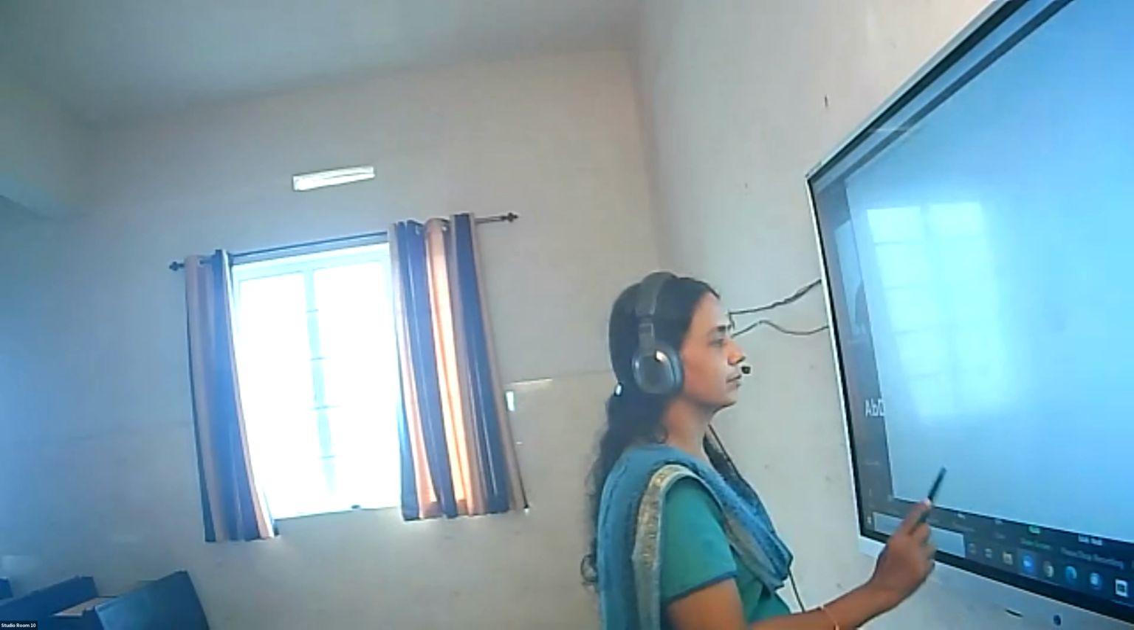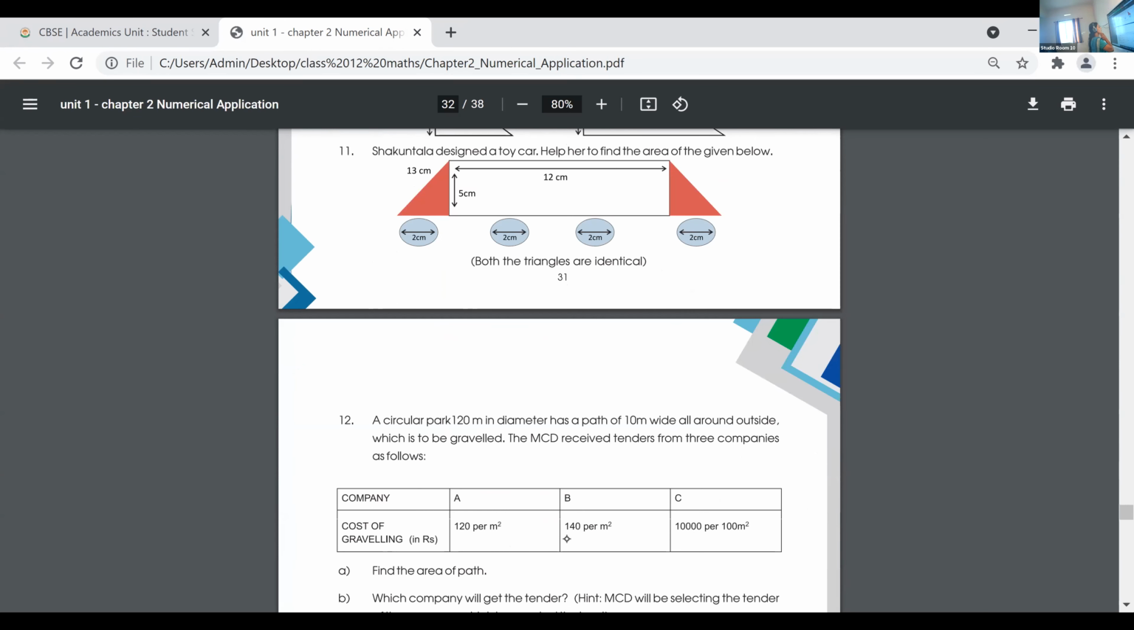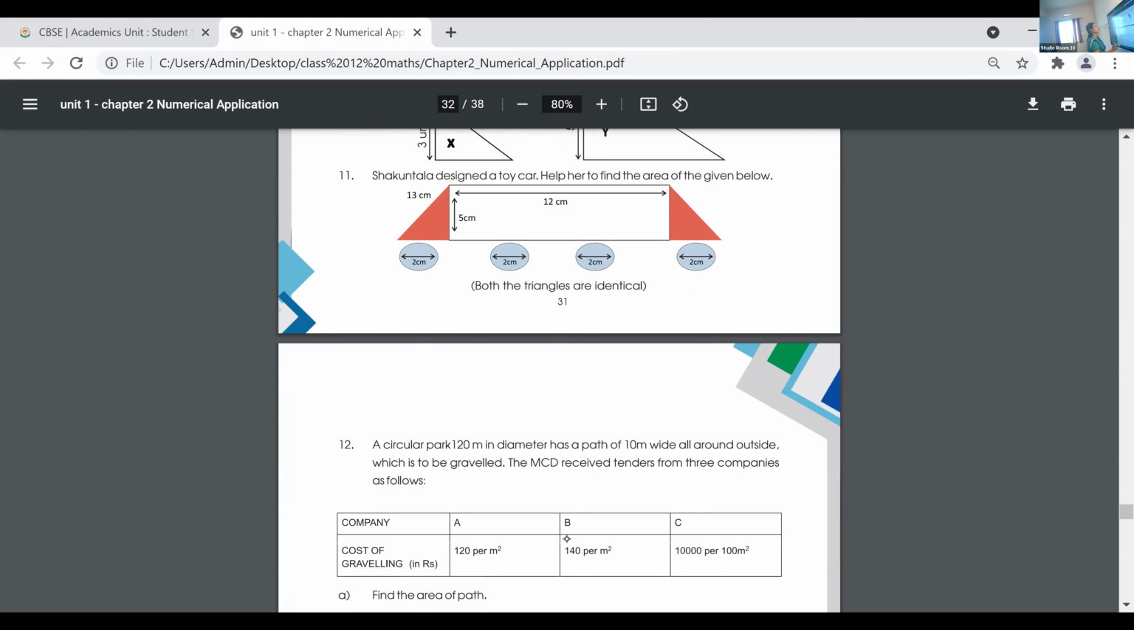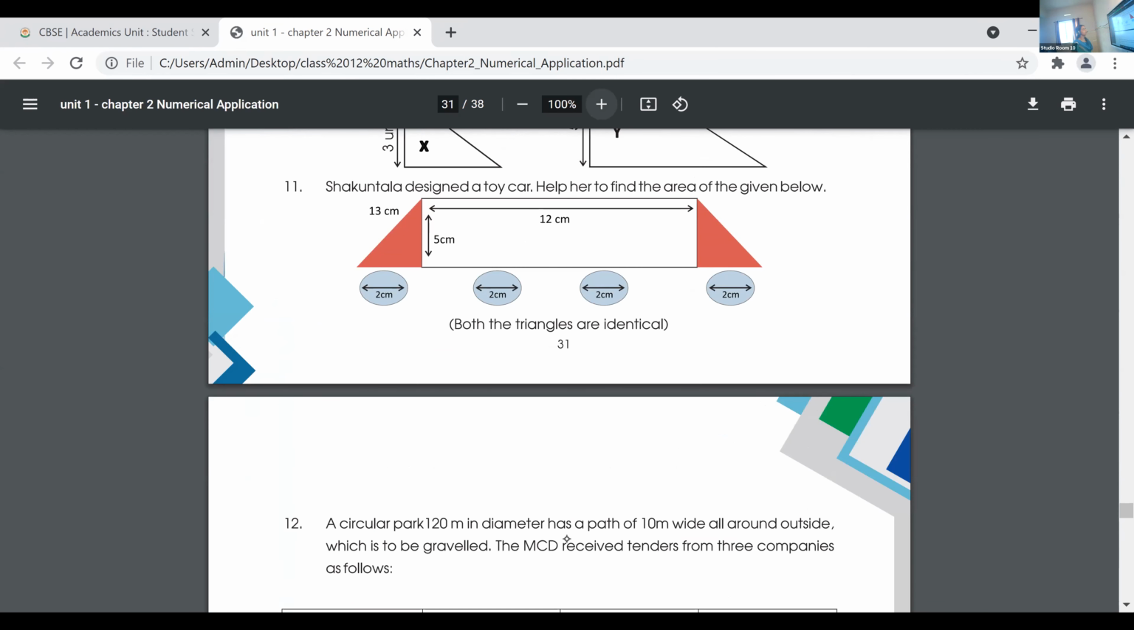Next one. Try the next one. Look at this question. How to do this one? The 11th one. Find the area of the shaded part. Is it clear? Sakunthala designed a toy car. Help her to find the area given below. Both the triangles are identical.